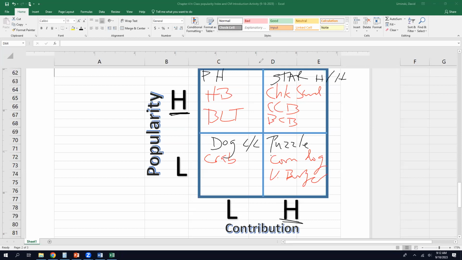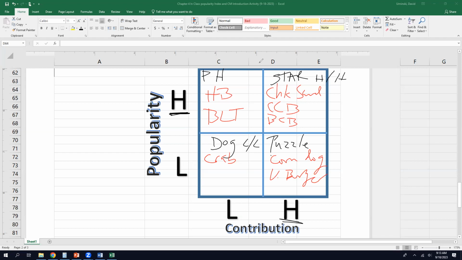That means it's not making us a lot of money. Maybe my recipe has too much bacon. Maybe you're like Mr. Uminsky and you want 8 pieces of bacon on your BLT, right? And that costs too much money. So maybe let's modify our recipe and maybe only include 4 pieces of bacon. And then maybe it still stays popular, and then it can move over to that star category the next time we analyze our menu.